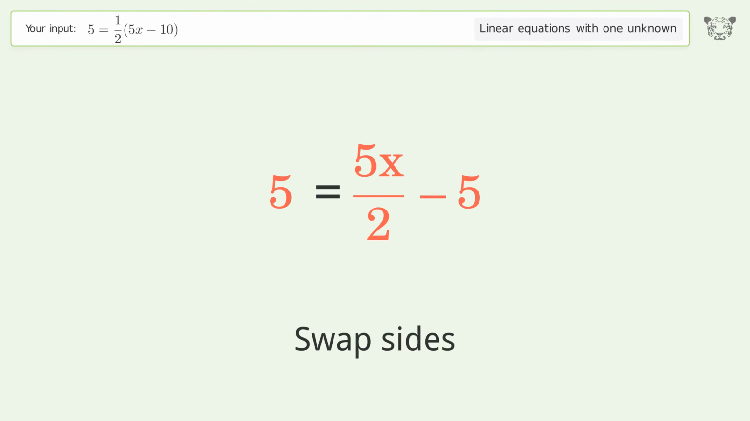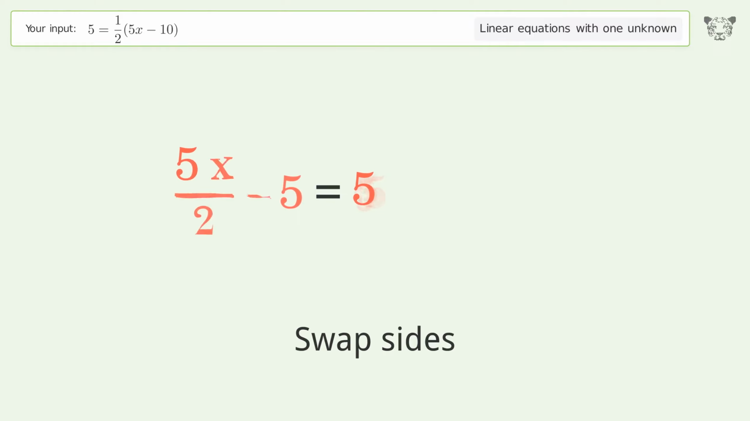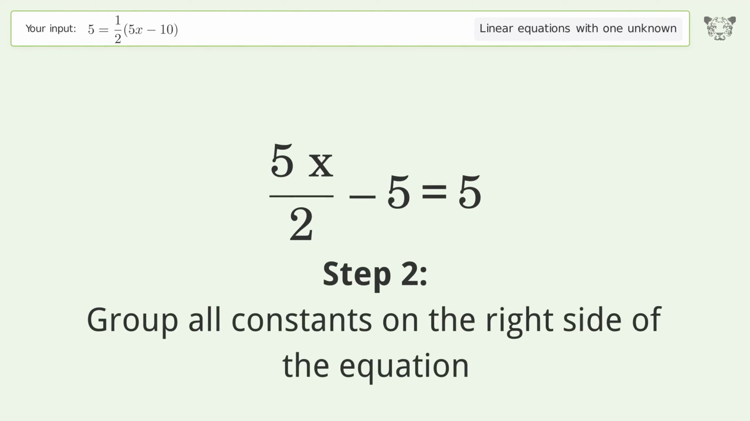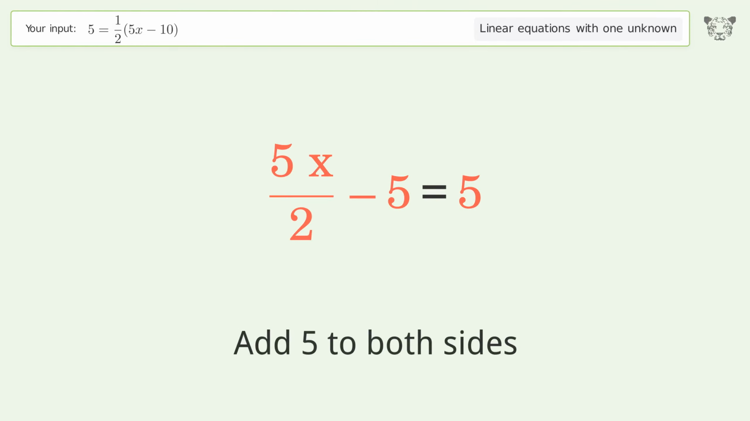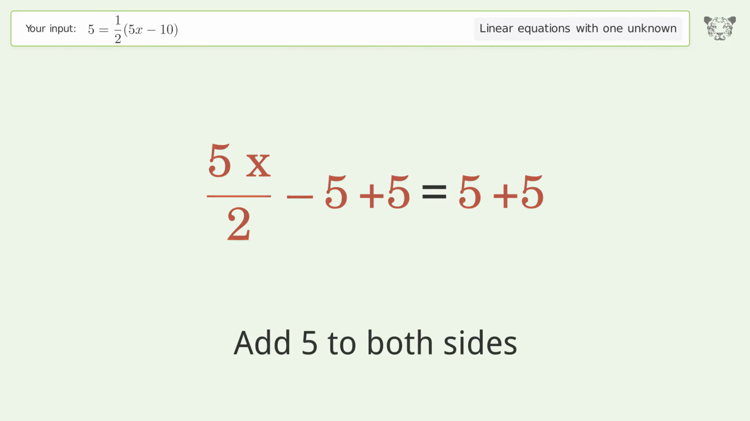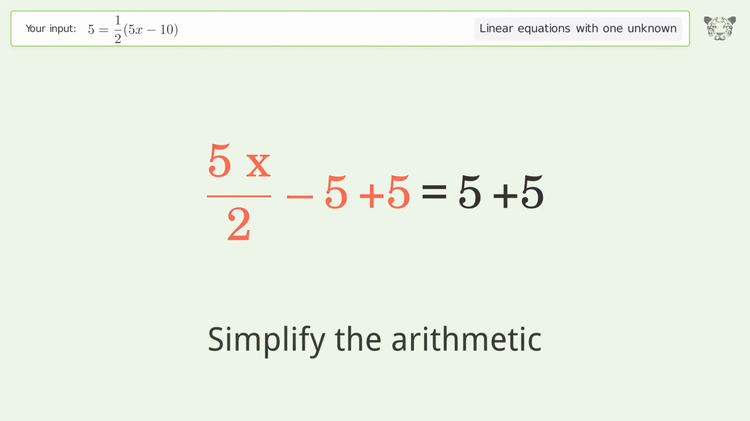Swap sides. Group all constants on the right side of the equation. Add 5 to both sides. Simplify the arithmetic.